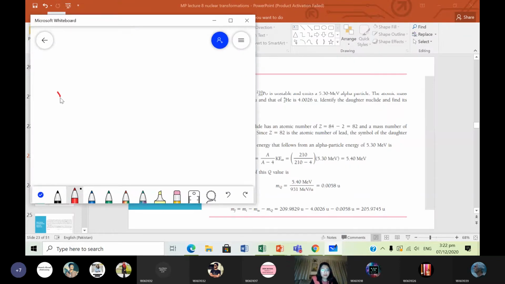We know that this MQ is the mass difference, so it's MI minus MF minus M alpha. When you rearrange this equation, this is MI, and this is what we want to find. Take that over there and take this over here. So we get this equation.